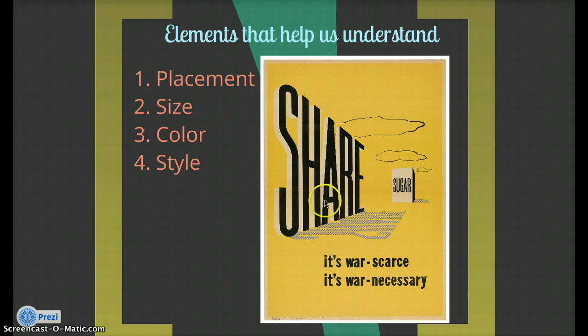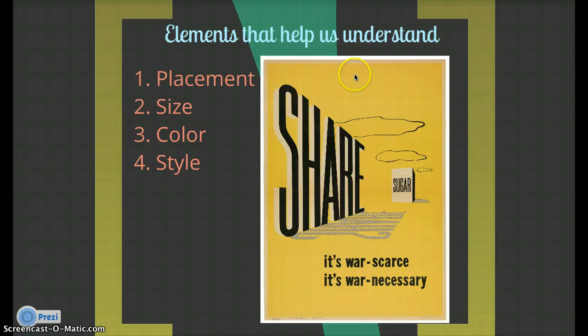You can also see that the placement of the text gives us the illusion that there's some perspective going on. We have clouds in the sky. This is further away than the word share. And so we have this imaginary horizon line happening. Also the size. You can see that share is larger than the word sugar, and we know that this must be more important than this word. So size plays into a part of page layouts.